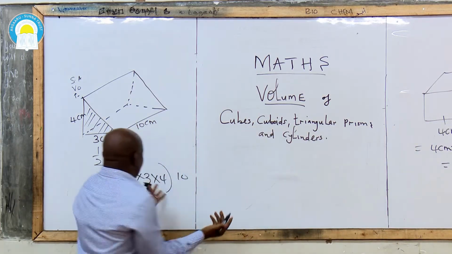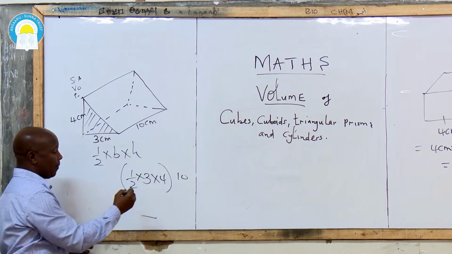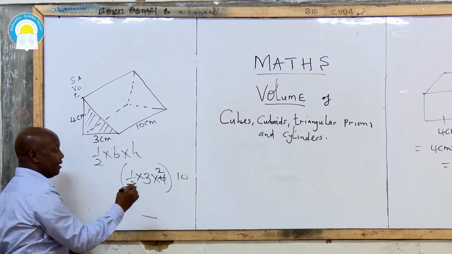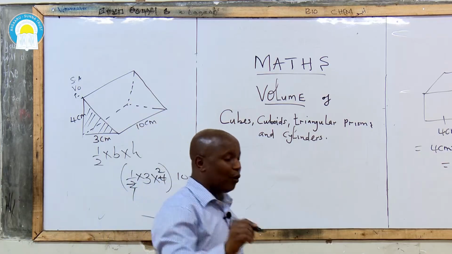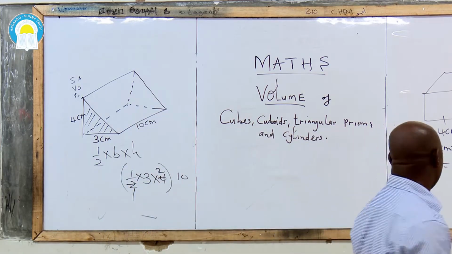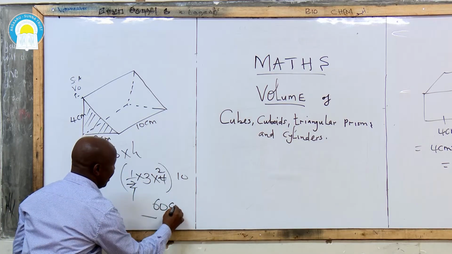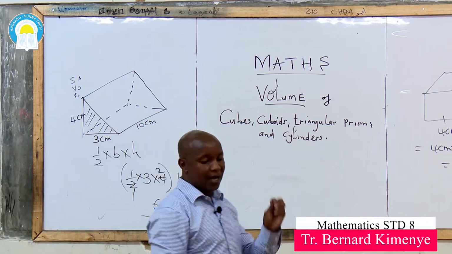In our case now, you can simplify. It's only if divisible that you simplify before you multiply. So when you say 2 by 2, 1, here 2 by 2 is 2. Then you say 3 multiplied by 2, and again multiplied by 10. 3 multiplied by 2 is 6. You multiply by 10, you get 60 cubic centimeters. That's how we get the volume of a triangular prism.